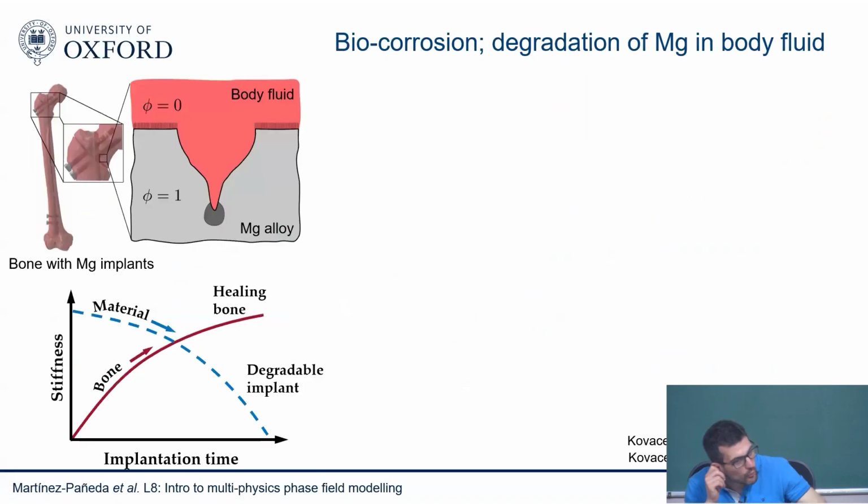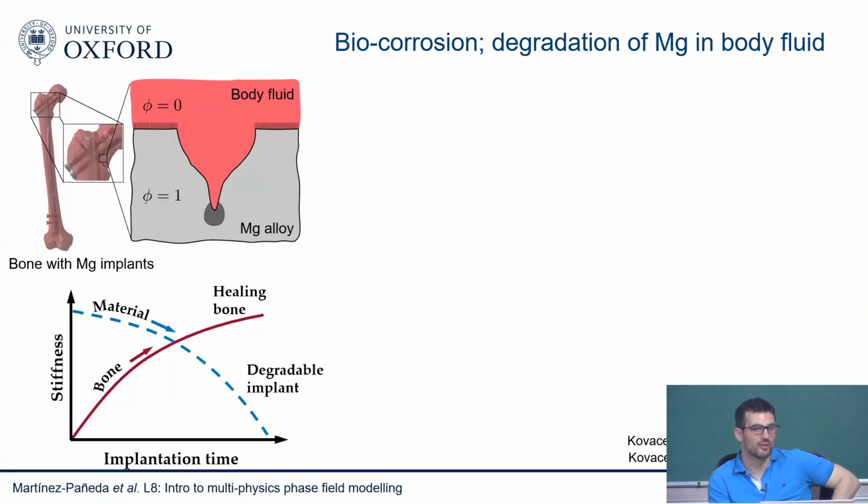The other area that I'm quite interested in is the degradation of magnesium in body fluids. This is what people call biocorrosion. So here we're moving a little bit around. Instead of talking about engineering alloys in engineering applications, here we're interested in what happens inside of our bodies. And the idea is that whenever you fracture your leg, you need to go to surgery, and they will put a metallic implant.